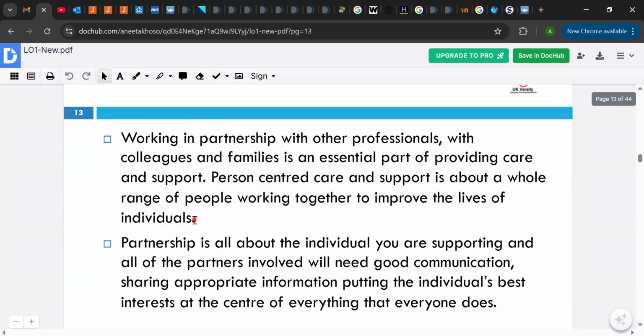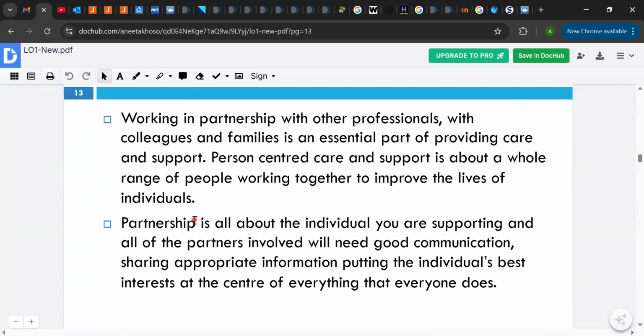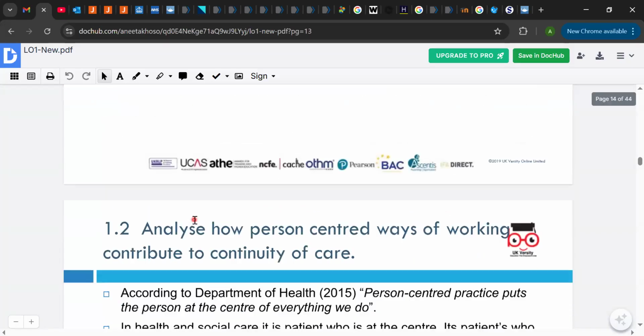Then comes partnership. As I said, working in partnership with other professionals, with colleagues and families, is an essential part of providing care and support. Person-centered care and support is about a whole range of people working together to improve the lives of individuals. And partnership is all about the individuals you are supporting, and all of the partners involved will need good communication, sharing appropriate information, putting the individual's best interests at the center of everything that everyone does.